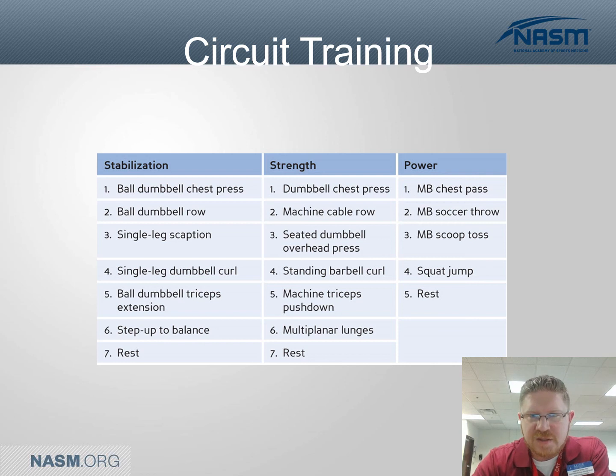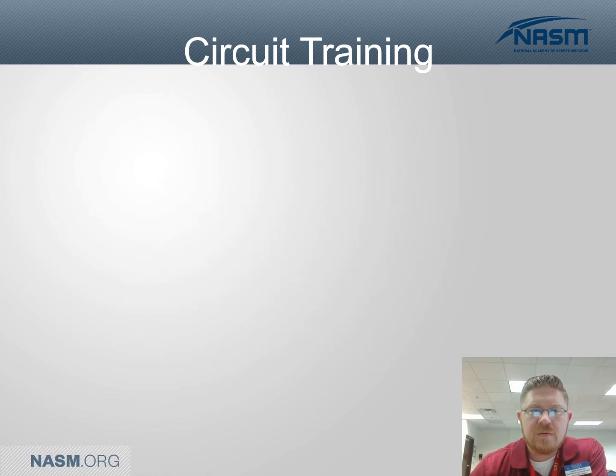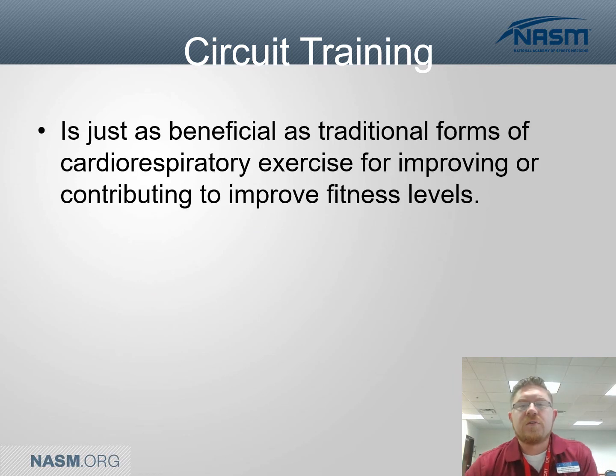So you could do things like in the stabilization level, you do a ball dumbbell chest press, ball dumbbell row, single leg scaption, single leg dumbbell curls, ball dumbbell tricep extension, step up to balance, and then rest. So that's one cycle of the circuit, and then you go through again. Again, just as beneficial, but more time efficient.